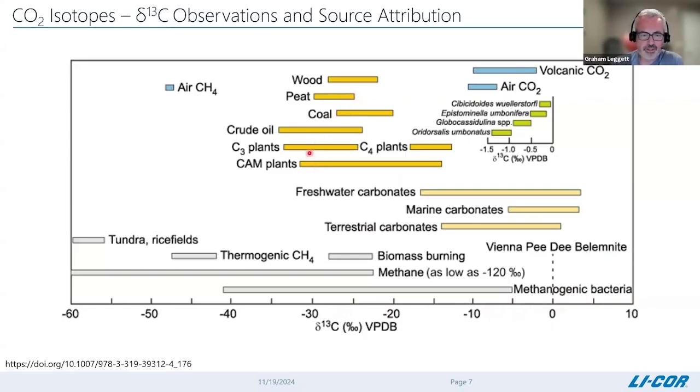For example, CO₂ related to C3 and C4 plants can be easily distinguished, as can derivations of those plants, crude oil, coal, wood, for example. And then volcanic CO₂, you can see to the right here, a very, very different isotopic signature relative to the standard. And we'll see how that's used in those practical examples and those case studies where these differences can be clearly used to discriminate the sources.